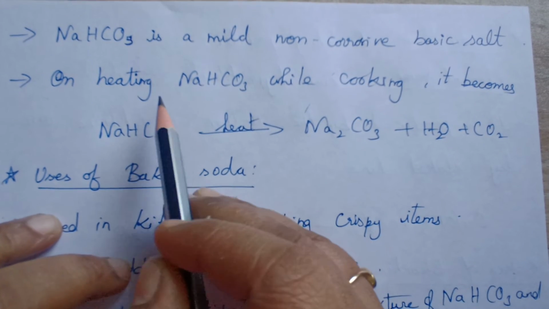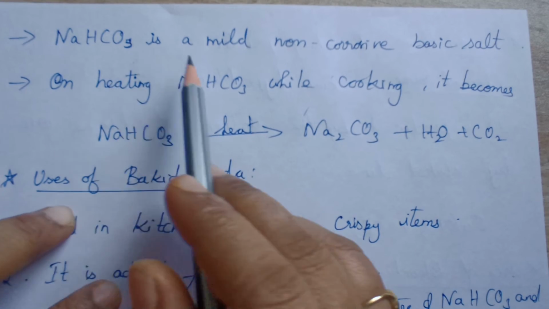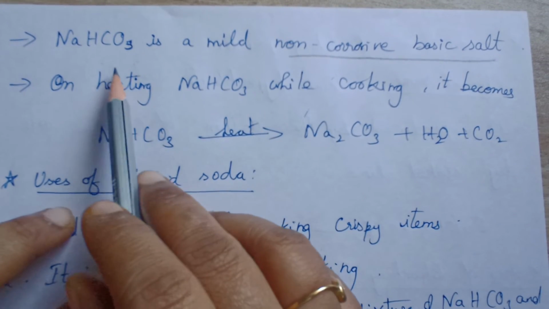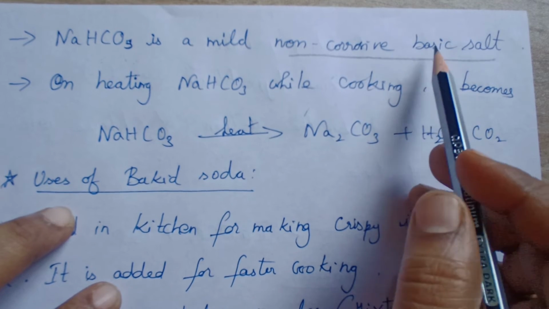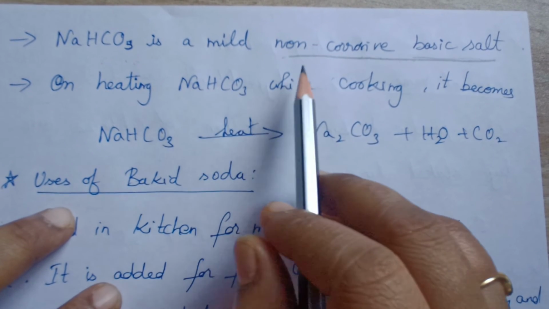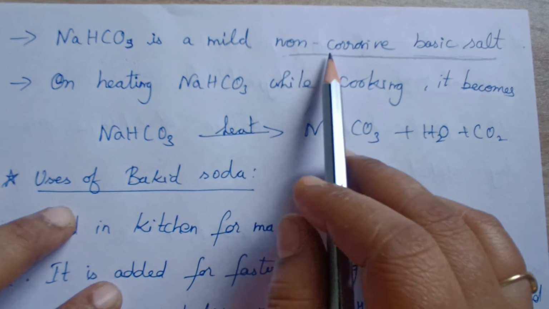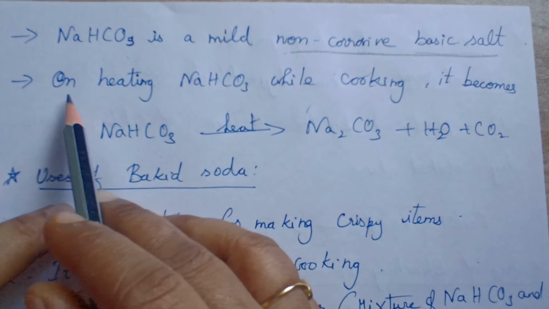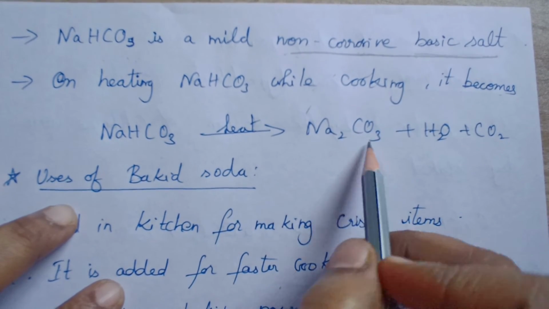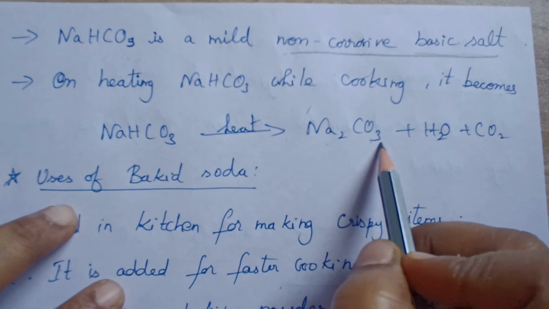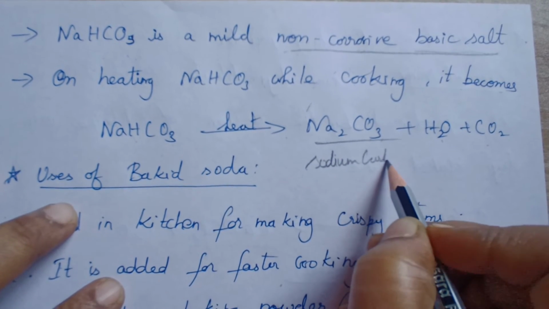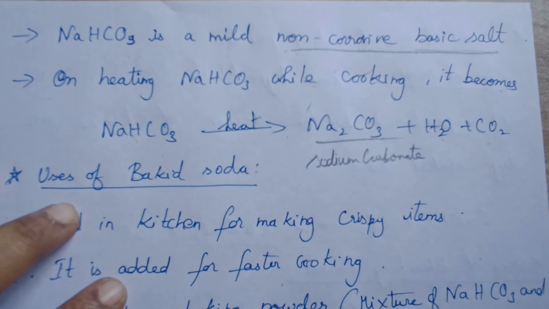Next, sodium hydrogen carbonate is a mild non-corrosive basic salt. It is also a type of salt, but what will be the pH of the salt? Slightly greater than 7. That's why it is called a basic salt. It is non-corrosive in nature. Usually bases are very corrosive, but this is only slightly greater than 7, so it is non-corrosive. It is used for cooking purposes, right? On heating, NaHCO3 while cooking becomes sodium carbonate plus water plus CO2. This is your sodium carbonate.